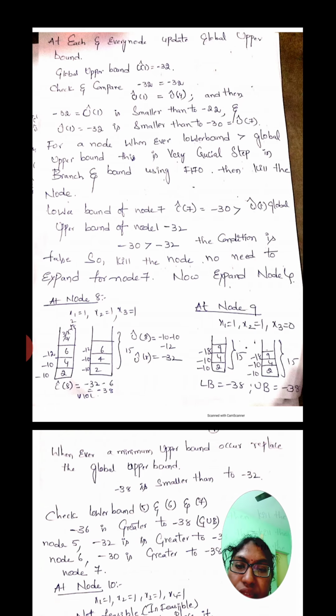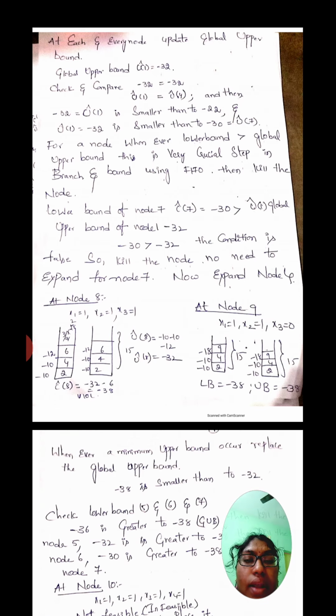We have to place first weight, second weight, third weight; remaining up to bag capacity 15, remaining 3 is there. 15 minus 12 is equal to 3. 3 by 9 into minus 18, we get minus 6. Minus 10 plus minus 10 plus minus 12 plus minus 6 is equal to minus 38. Coming to the upper bound, we have to place weight 1, weight 2, weight 3: minus 10 plus minus 10 plus minus 12. How much do we get? Minus 32, upper bound of 8.